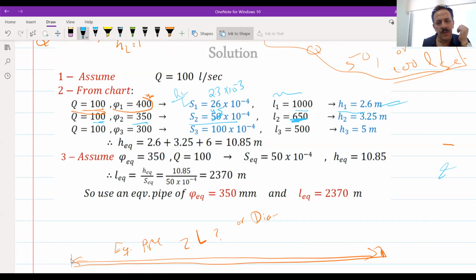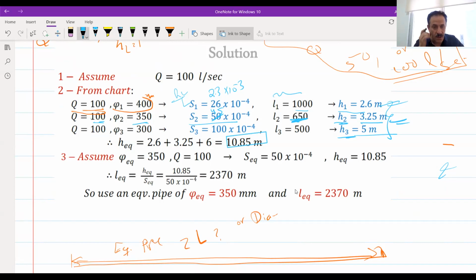And the length of this pipe is 650. So how much will be the head loss? Just multiply this one by this one. You will get the value of H2 and H3. Adding all of them together, we will get the total head. The total head will be 10.86.